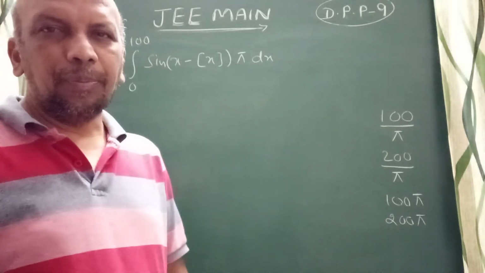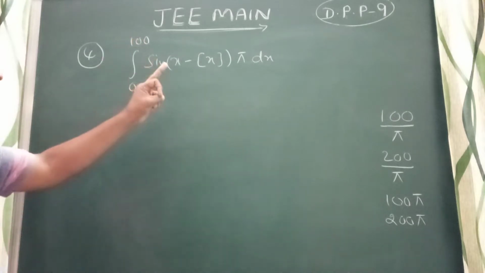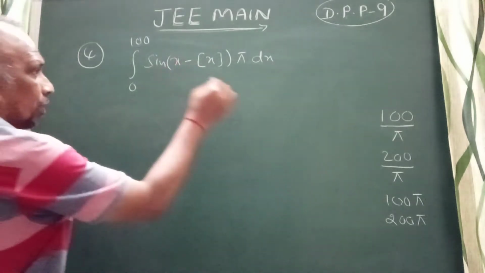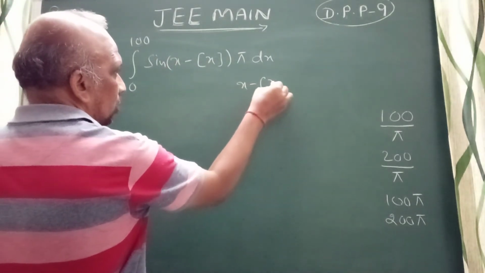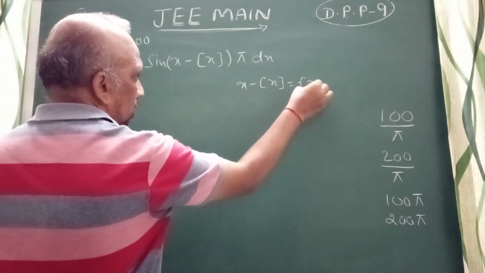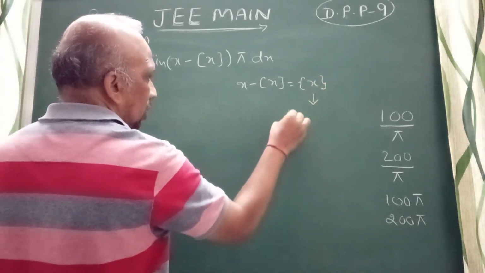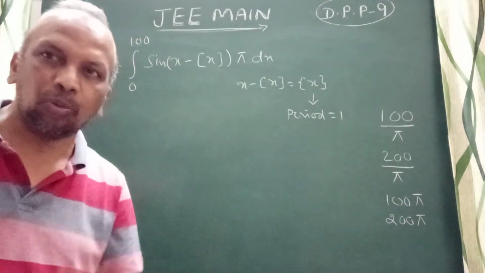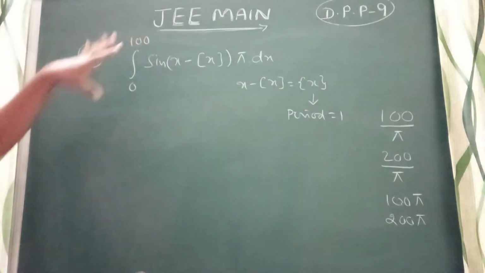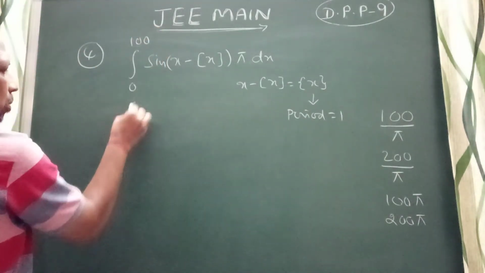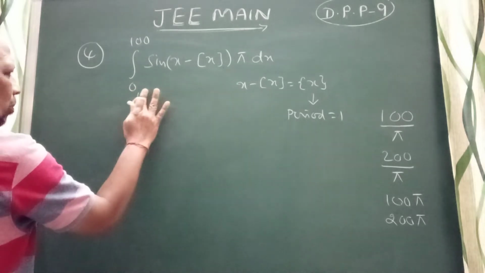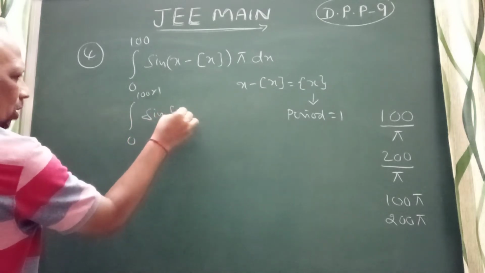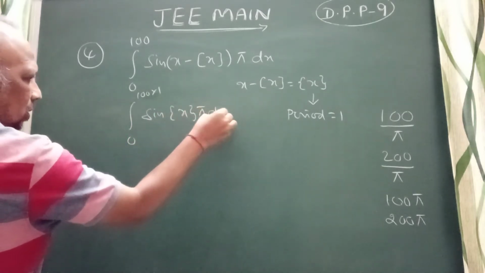Now see, in this problem, they have given the integral from 0 to 100 of sin of (x minus floor x) pi dx. But x minus floor x, always remember, gives the fractional part of x. So the period of this is 1, right? The period of the fractional part of x is 1. Since the period is 1 here, this I can write as 100 into the integral over one period, of sine of the fractional part of x, pi dx.